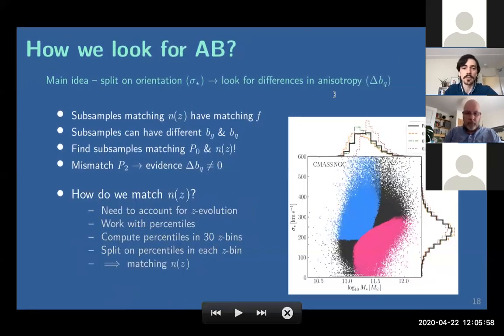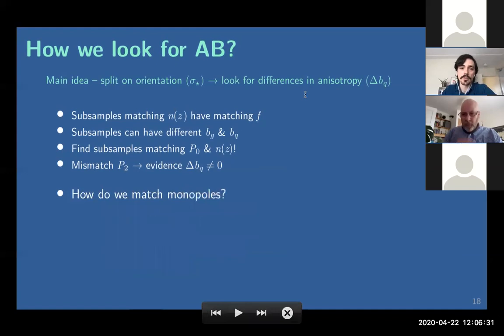Fine. So as we said, we need to also match the N of Z. And if there was no redshift evolution, this would be really easy. But since there is this redshift evolution, we try to account for it. So basically, we split in many different redshift bins. We compute percentiles in each, and then we split based on percentiles in each redshift bin. And this, by definition, gives you matching redshift distributions of the two subsamples, the blue and the pink. So now we're matching the N of Z's.